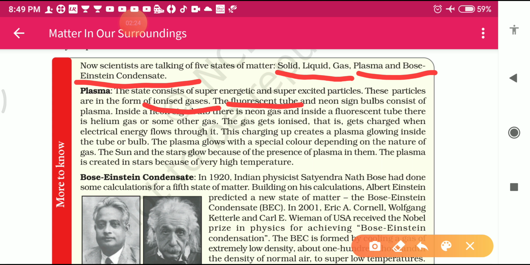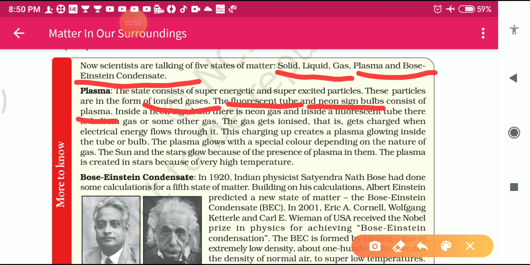And neon sign bulbs. Neon sign bulbs are the ones we use at night time or in functions. They are colored ones. The fluorescent tube and the neon sign bulbs contain plasma. Plasma is present in the fluorescent tube and also in the neon gas bulbs.